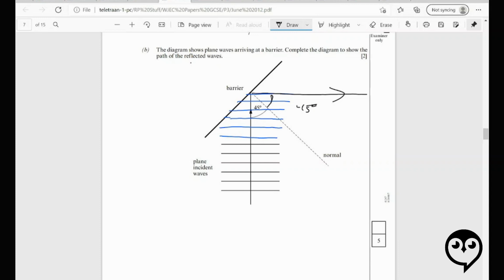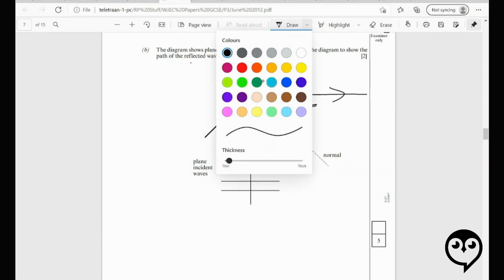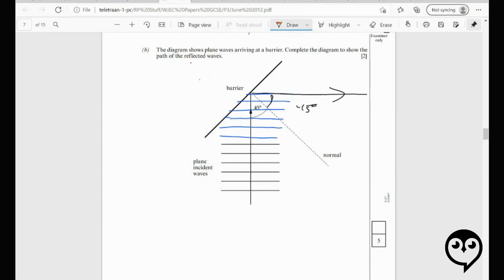Okay, and what should that mean for the reflected wave fronts? I'll use a different color, but they should be the same width as the original, same separation, I mean, same wavelength as the original. It'd be something like that, I suppose.